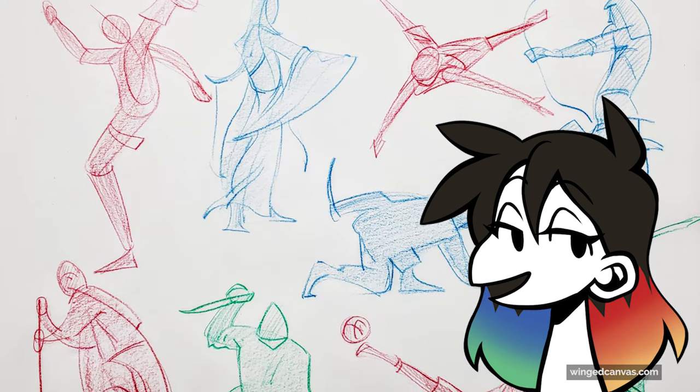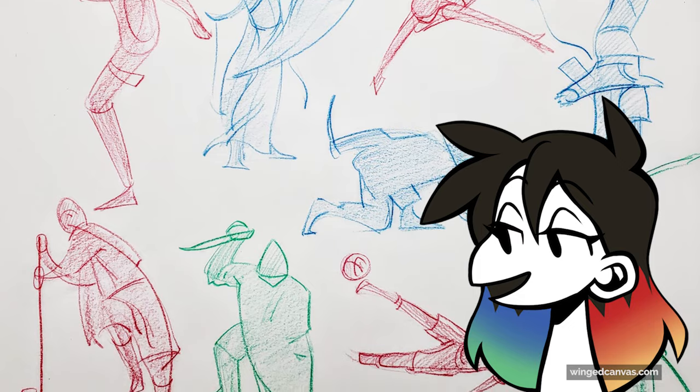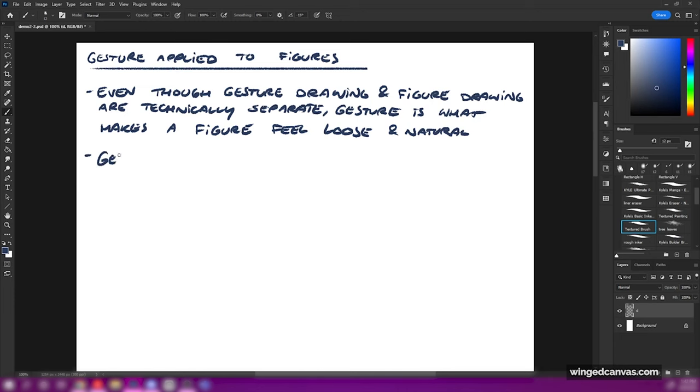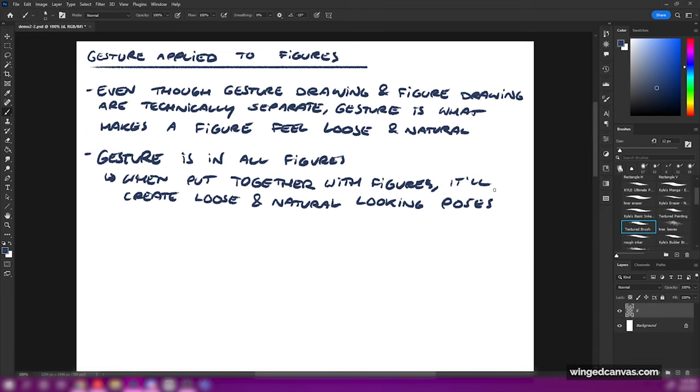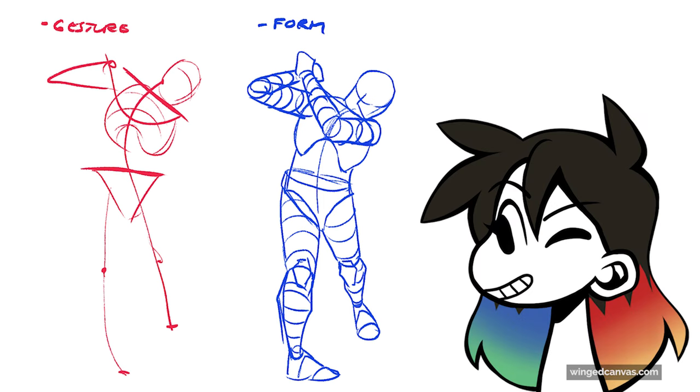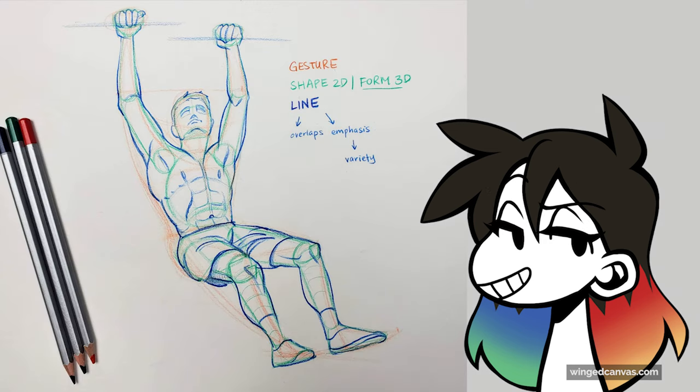So that's when gesture comes in, and gesture creates that movement. It helps keep your movement alive. Right? Gesture is in all of your figures. When your gesture is put together with figures, it'll create loose and natural looking poses. Figure drawing is a combination of form and gesture. So we need both within all of our figures in order to create a nice and natural looking piece.